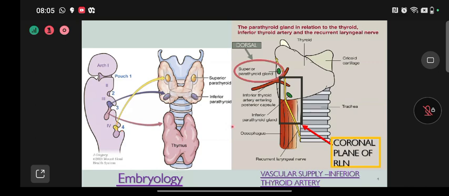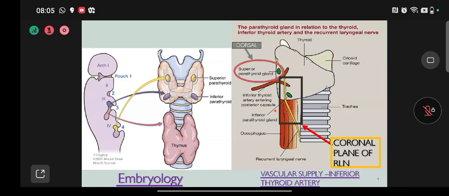Coming to the vascular supply, the parathyroid glands have a vascular supply from the inferior thyroid artery. In relation to the recurrent laryngeal nerve, we have a coronal plane of the recurrent laryngeal nerve in this diagram. With respect to the coronal plane of the recurrent laryngeal nerve, the superior parathyroid glands lie dorsal or posterior to it, while the inferior parathyroid glands lie ventral or anterior to the coronal plane of the recurrent laryngeal nerve.